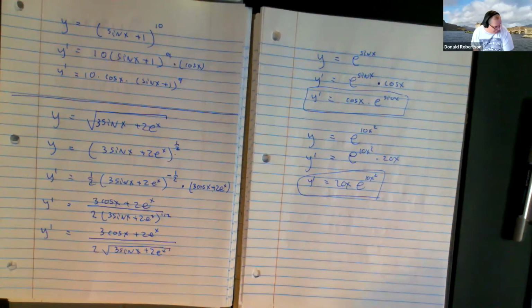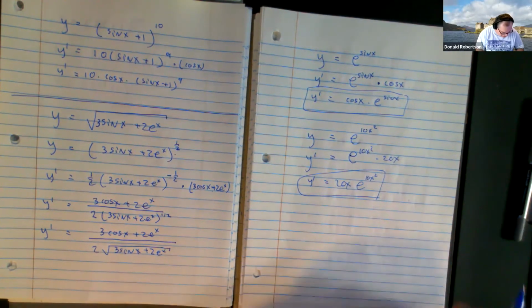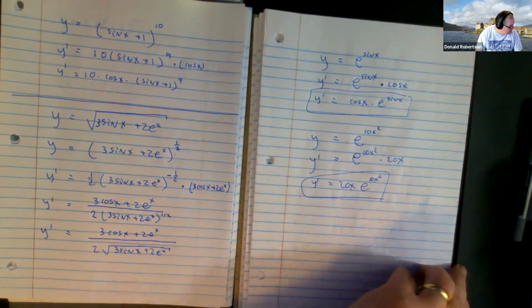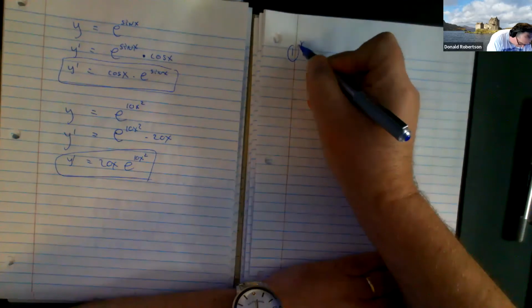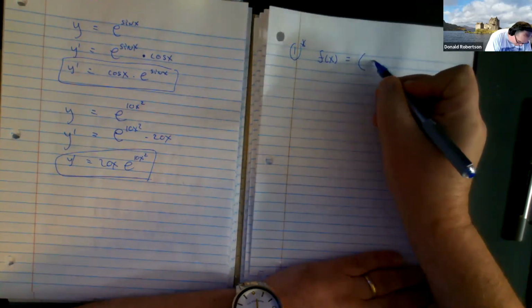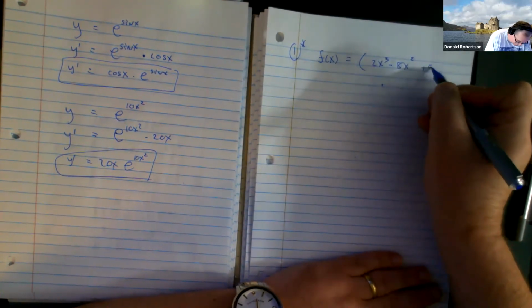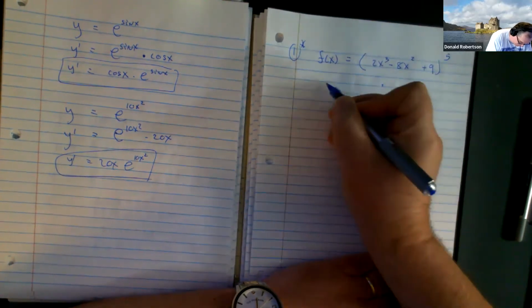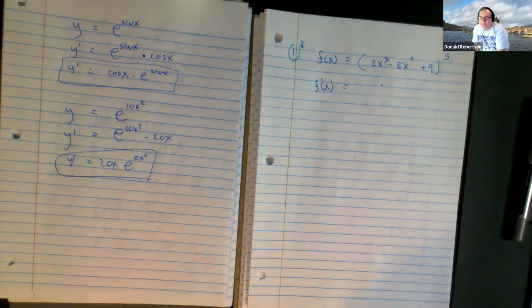What other kind of functions should we do? Okay, how about this one? This is a version of question 1. They have a function, and it's 2x cubed take away 8x squared plus 9 to the power of 5. And we are going to find its derivative using the chain rule.